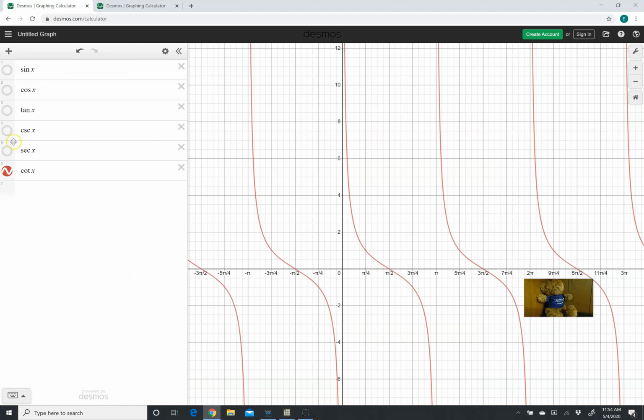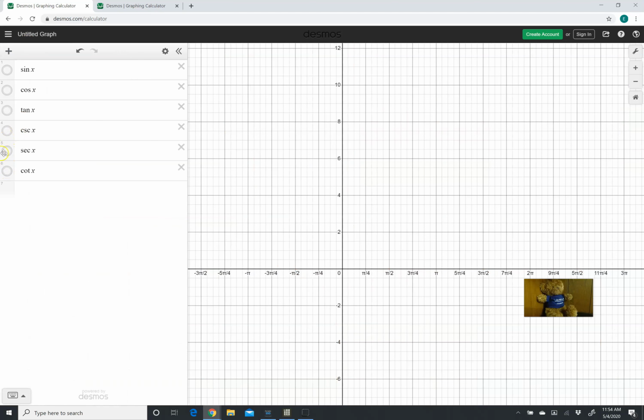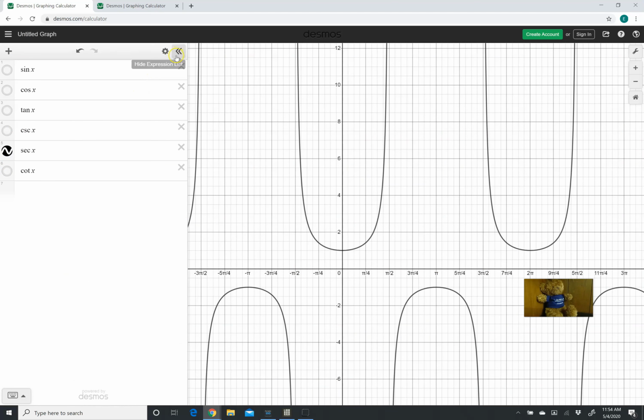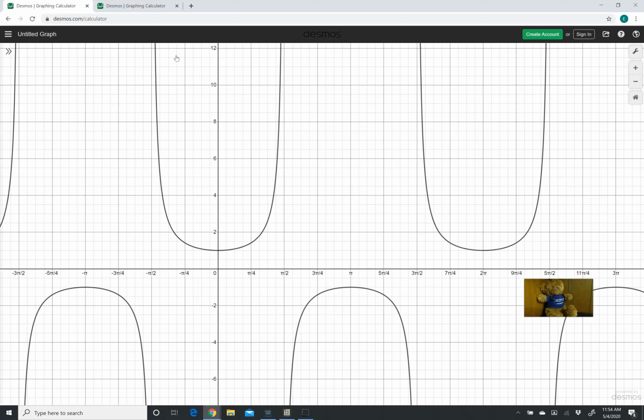What's this one? Well, this one has to be secant. How do I know it has to be secant? There are no values between -1 and 1. Automatically makes it either cosecant or secant. My asymptotes are where cosine is equal to 0. Okay, cosine is equal to 0 at pi over 2, at 3 pi over 2. It's got to be secant then.